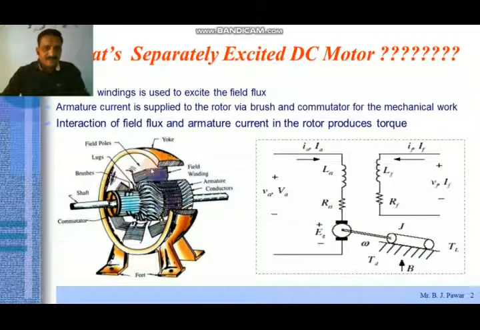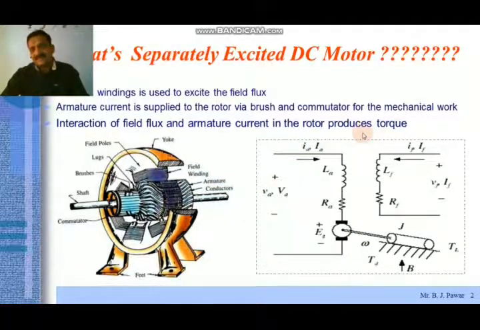You will observe I tried to show the internal structure of the separately excited DC motor. There is a yoke, that means the body of the motor. Then these are the field poles, which are stationary, on which there is a winding to generate the field flux. Then this one is a shaft. This is known as the rotor, and on that rotor again there is a separate winding, which is known as the armature winding.